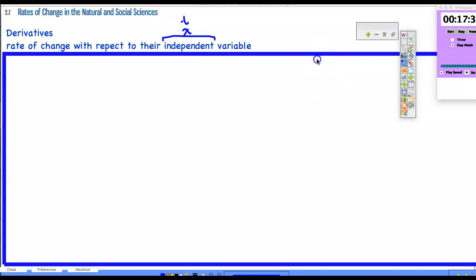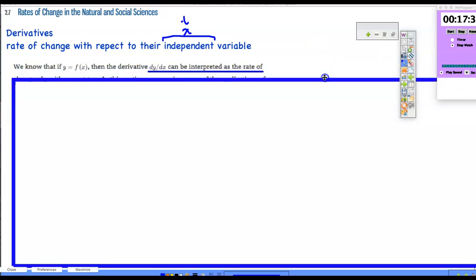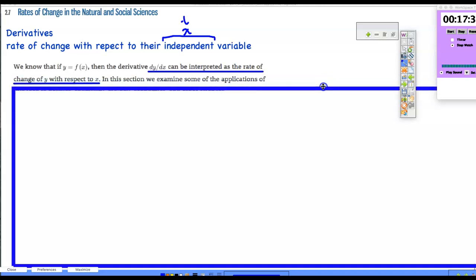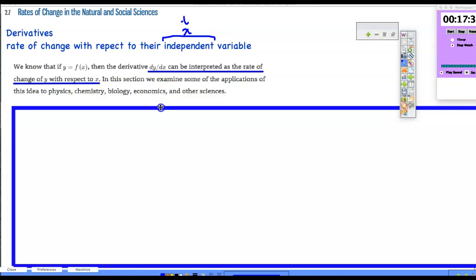And so last week we had a little recap and we focused on the position function, velocity, and the acceleration function. So I want to take a look here at another few examples. If you have y equals f of x, then a derivative dy/dx can be interpreted as the rate of change of y with respect to x. And this rate could be extended to a wide range of topics.